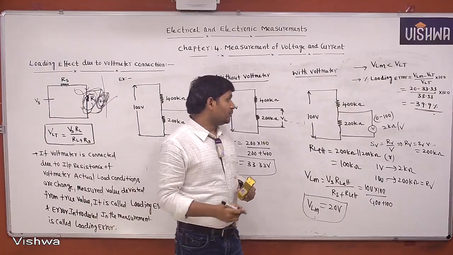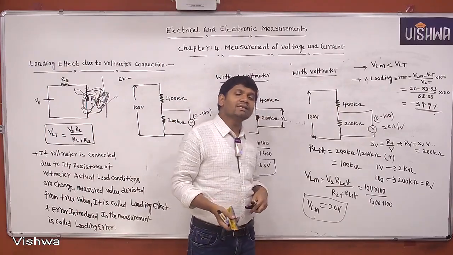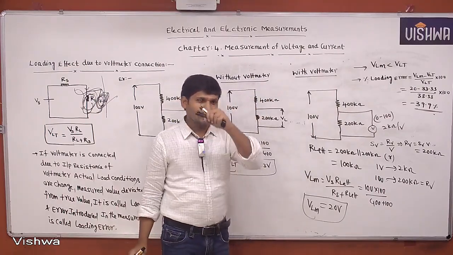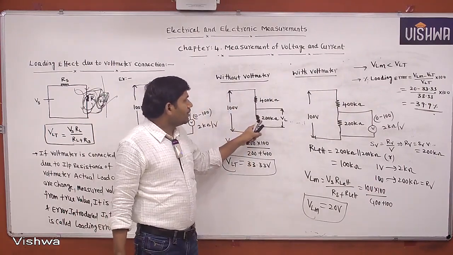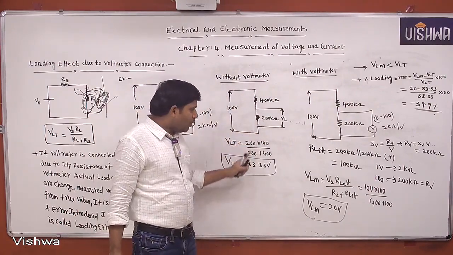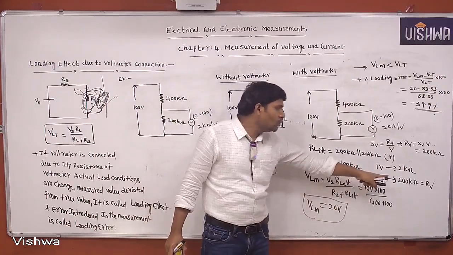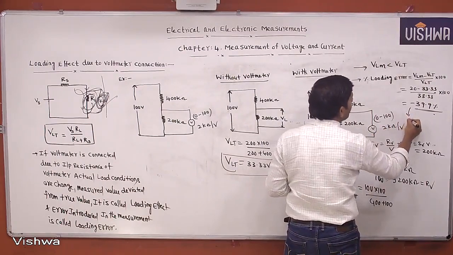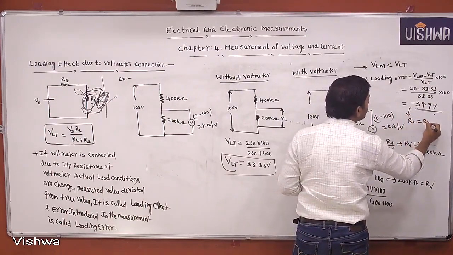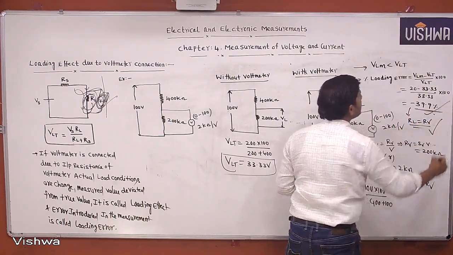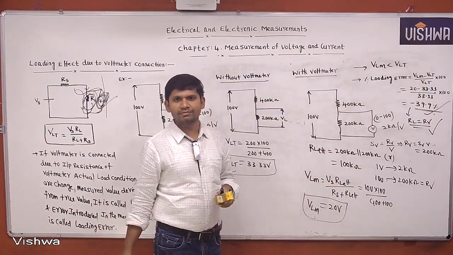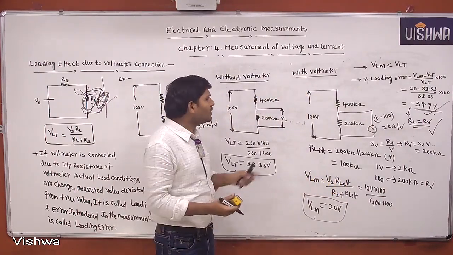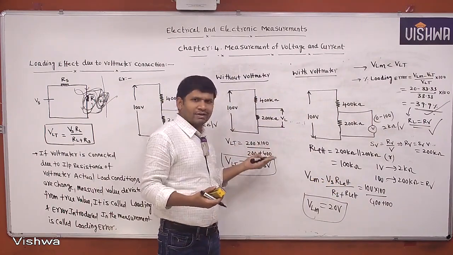See the observation. Why are we getting this much error? Minus 39.9%. What is RL? 200 kilo ohms. What is RV also? 200 kilo ohms. Because RL equals RV, we are getting this error of minus 39.9%. Okay, see the observation, this is the loading effect.